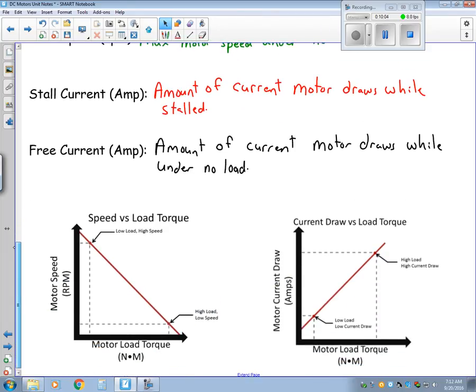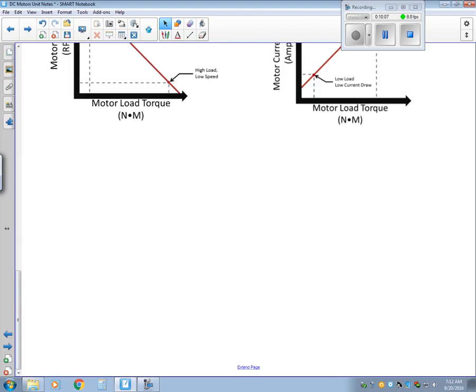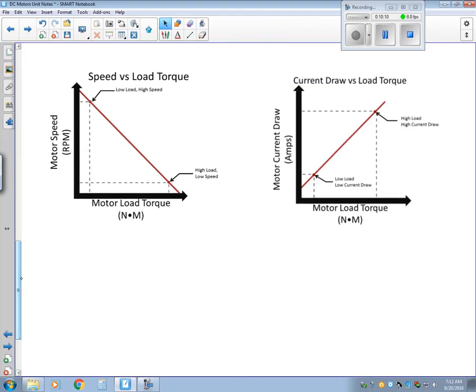So we can develop some graphs now. This first one is the speed versus load torque, and we've already seen this one, but we can start putting some more values on here. So at this very top here, this would be your free speed. And notice that it happens when I have zero load. Down here is where I would have the stall. And notice, again, that's where I would have zero rotational speed.